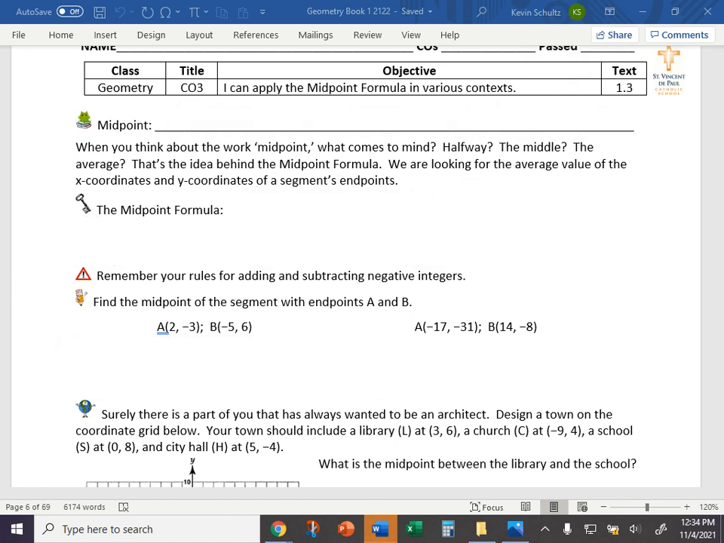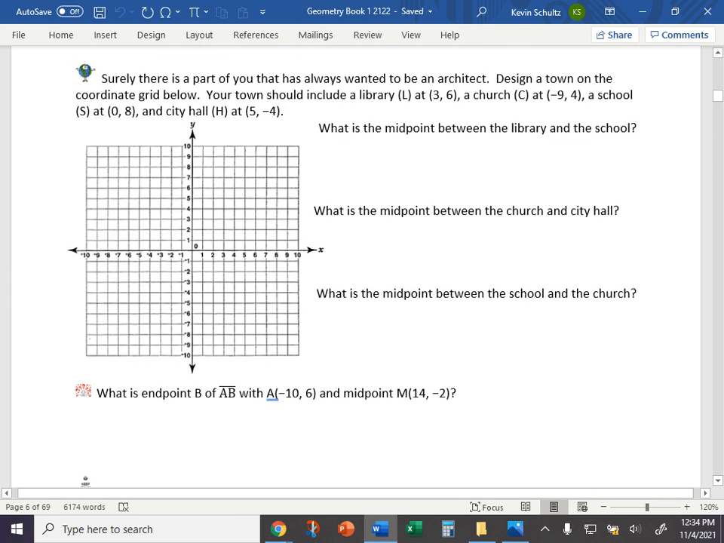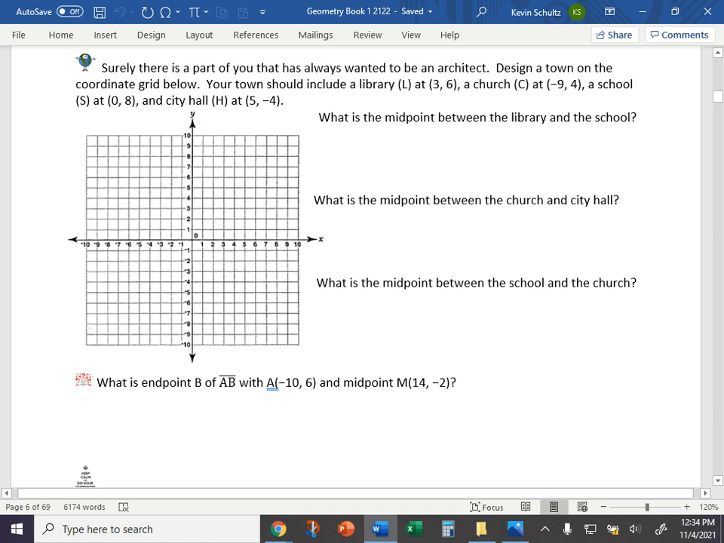And then going down the page a little bit, it says, surely there's a part of you that has always wanted to be an architect. Design a town on the coordinate grid below. Your town should include a library, point L at 3, 6. So we're going to label 3, 6. This is point L. A church at negative 9, 4. Got to have a church. Okay, there's our church. A school at 0, 8. Must be educated as well. 0, 8, there's our school. And City Hall at 5, negative 4. And we call that point H.